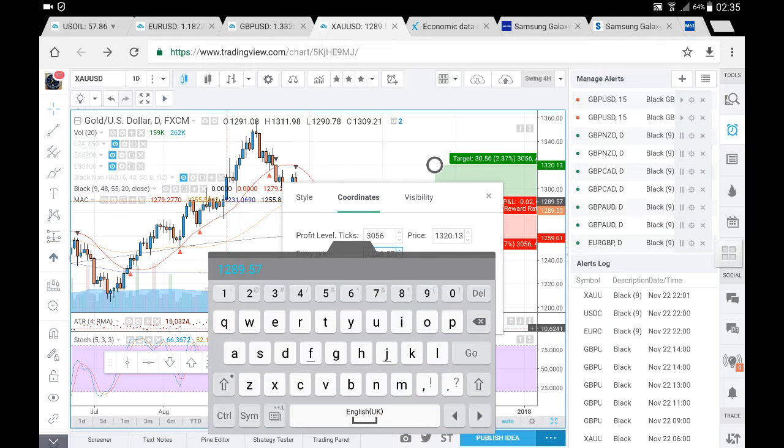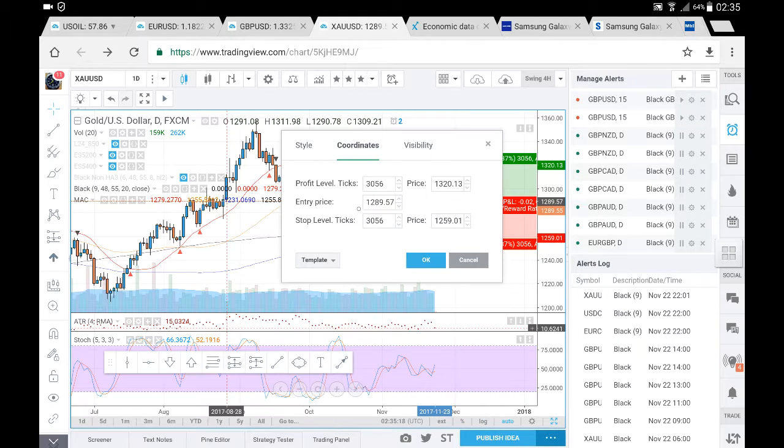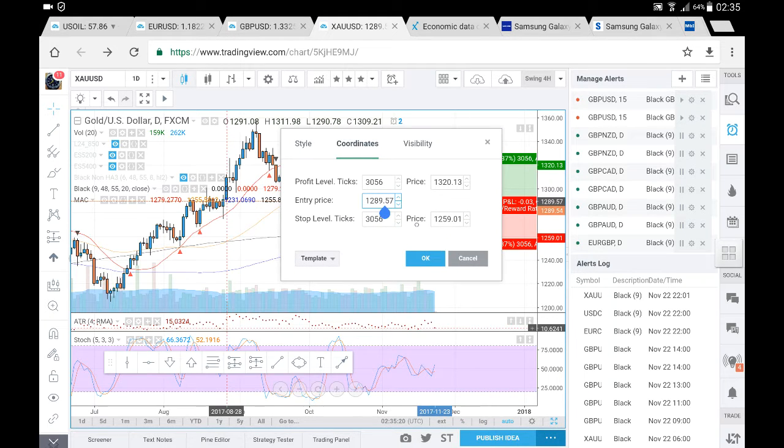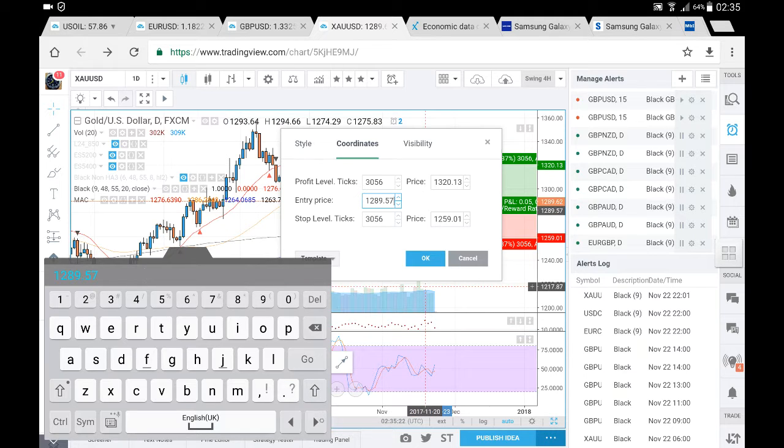Now we're going to change the inputs. Let's move that up and click on there, and we're going to change that to 1279. 1279 is our stop. 1279 is where our stop is.